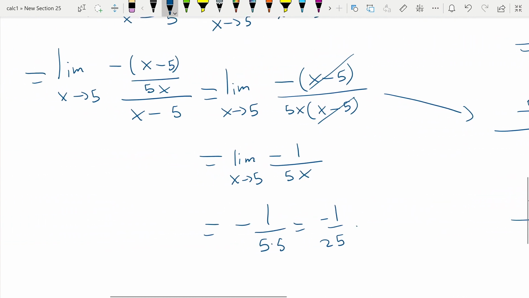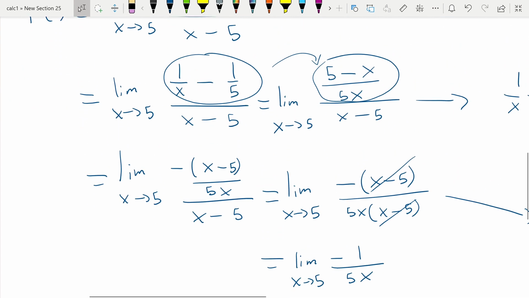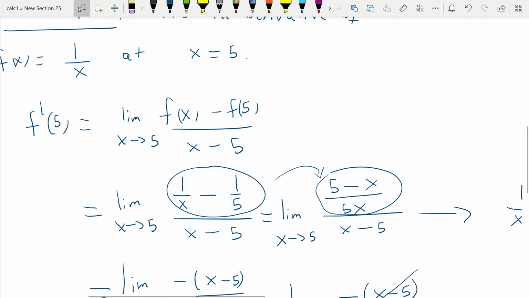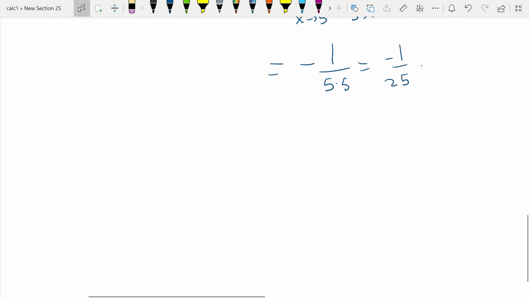This is a kind of problem that appears often. We will ask you to find the derivative of a function by using the definition. It can be a polynomial. It can also be a power function like this. This is 1 over x. 1 over x is x to the minus 1. It could be 1 over x squared, and things like that.